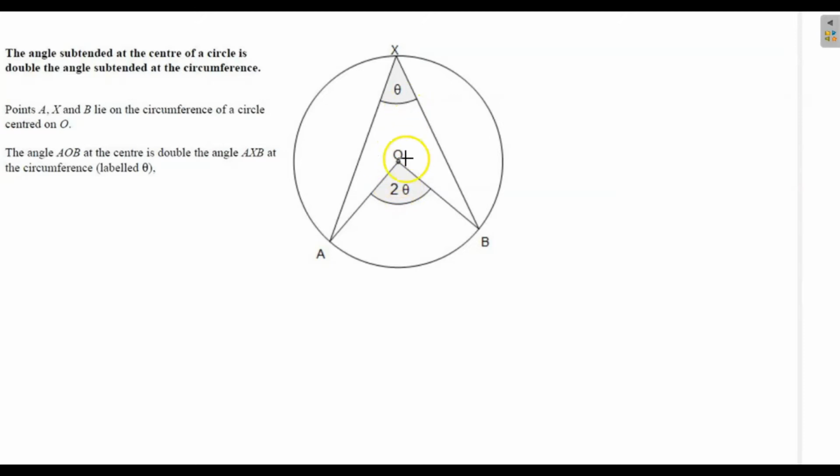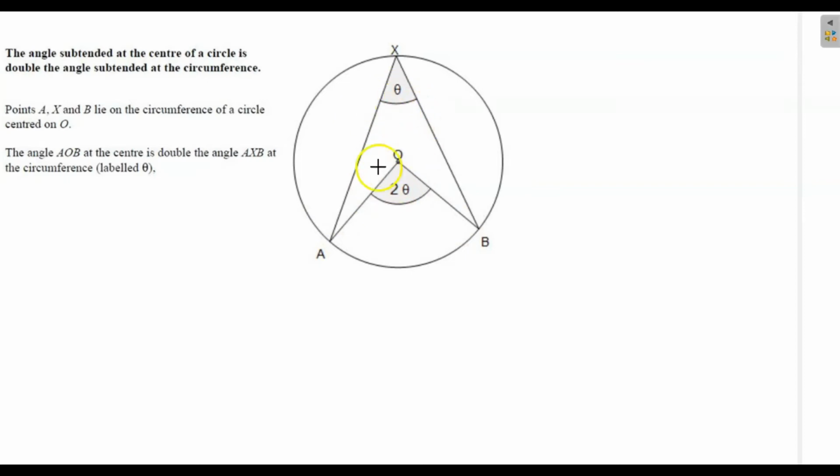Now, there's a condition attached to this theorem. The condition is that they must all subtend on 2 common points, meaning the angle subtended at the center should be on the same set of points for which the angle at the circumference are also subtending on. So please be careful with this theorem.